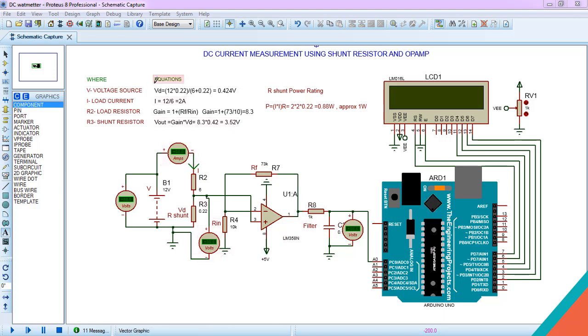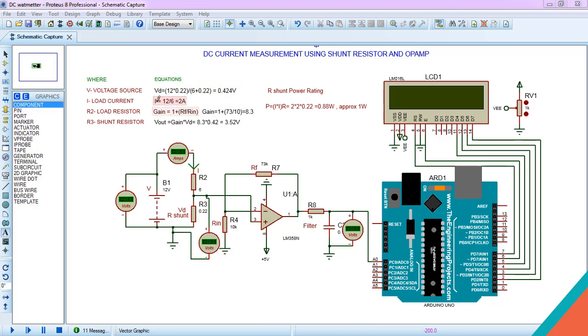Let's see the equations. The voltage drop across the shunt resistor, which is VD, is given by taking 12, which is the voltage source, times the value of the R-shunt, which is 0.22, then divide by 6 plus 0.22, where 6 is the value of the load resistor. The voltage drop across our shunt will be around 0.44.